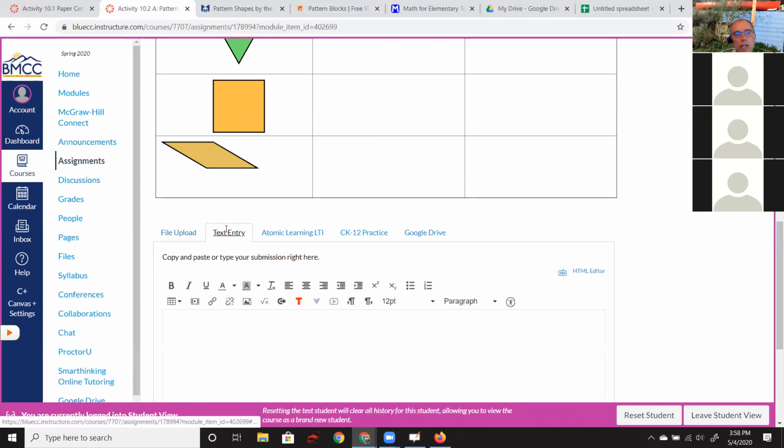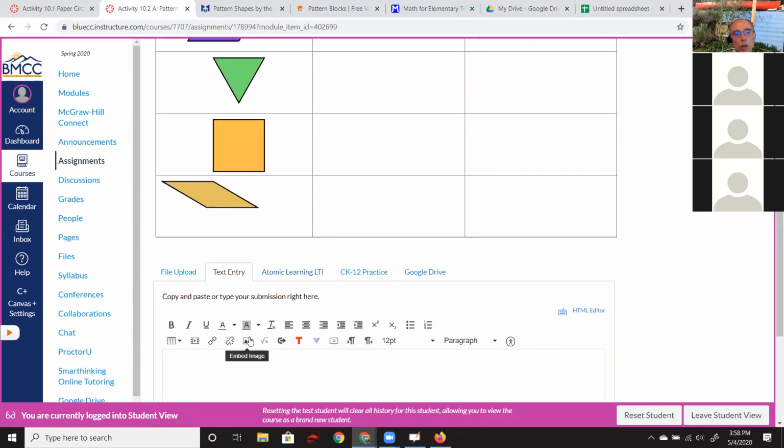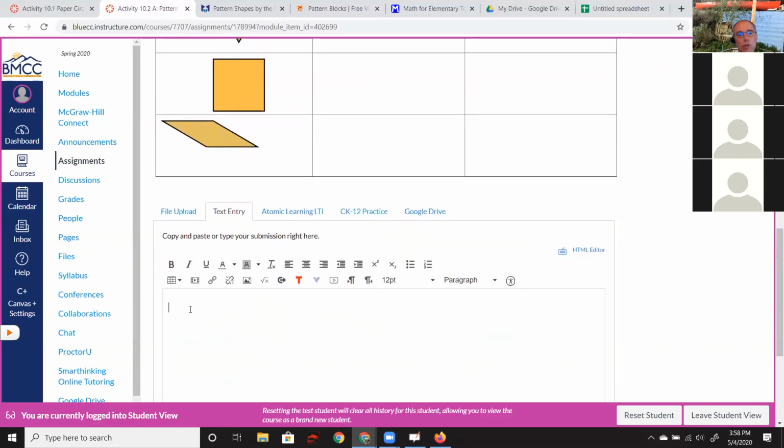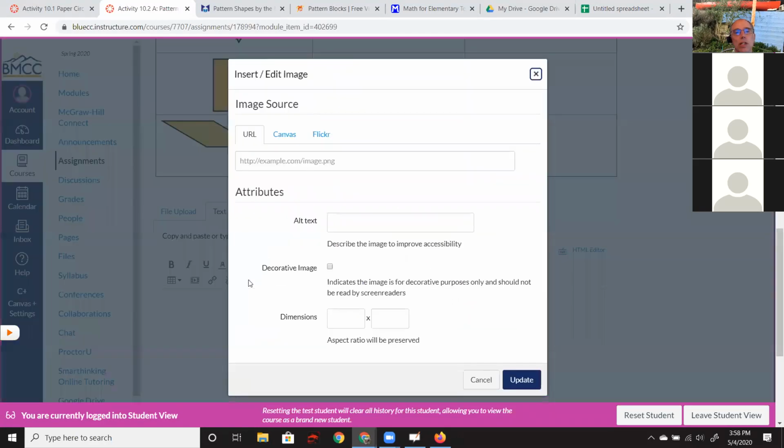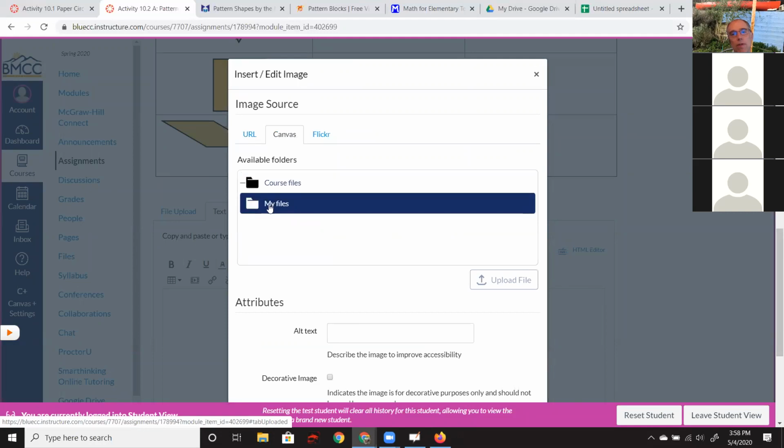Or you could do a text entry where you type up whatever you want to write. You can put a table in there, kind of like the table up here if you wanted to. And you can also insert pictures within this box right here. So if I'm in here and I want to add a picture, I would just go to Embed Image, and then switch over to Canvas here, and then My Files.